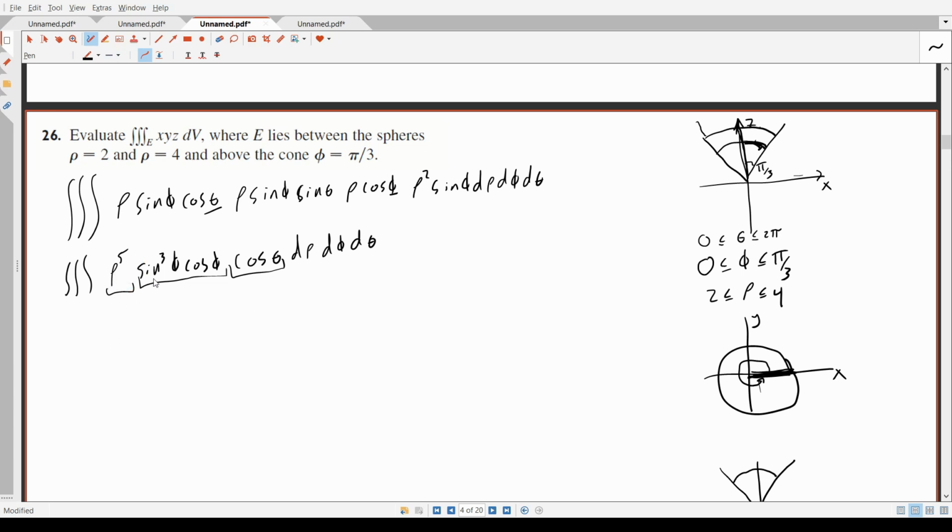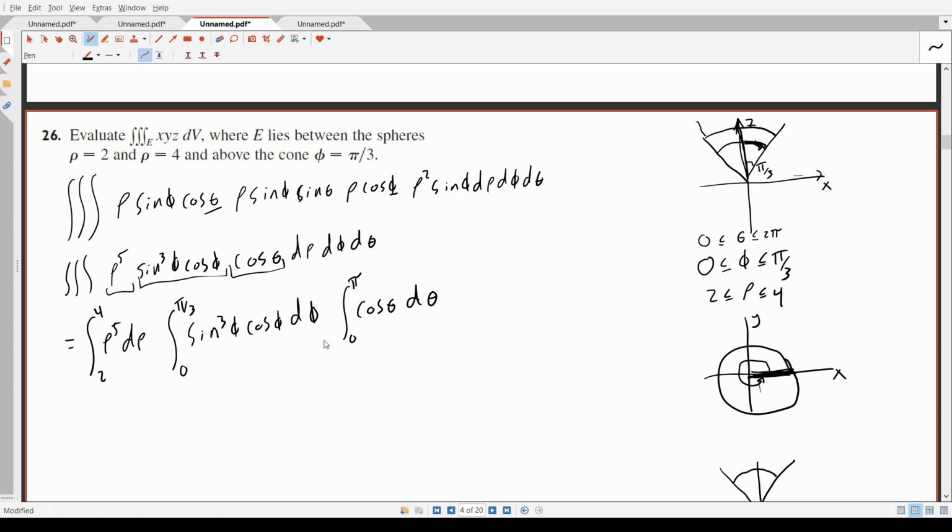So here, remember I said this is separable, so I can write this as the integral of rho to the fifth d rho, times the integral of sine cubed phi cosine phi d phi, times the integral of cosine theta d theta. And I know it's bounded by 2 to 4 for rho, phi is from 0 to pi over 3, and theta goes from 0 to pi.